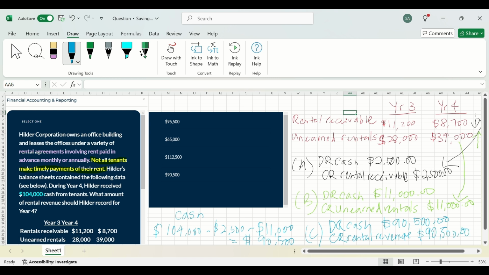There you have it. The rental revenue the company should record in year 4 is $90,500.